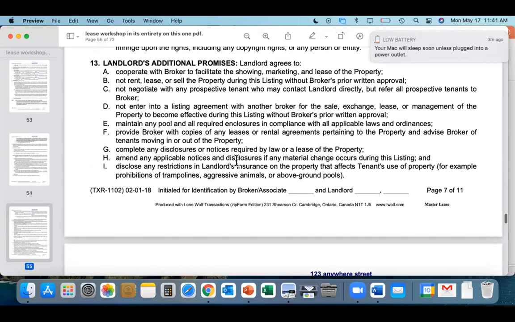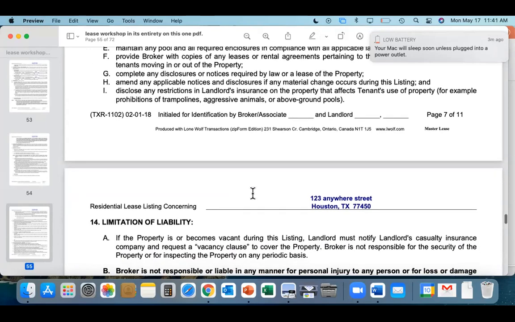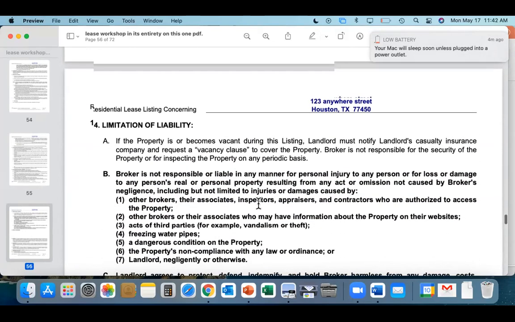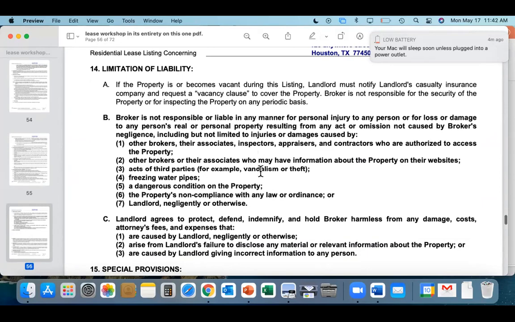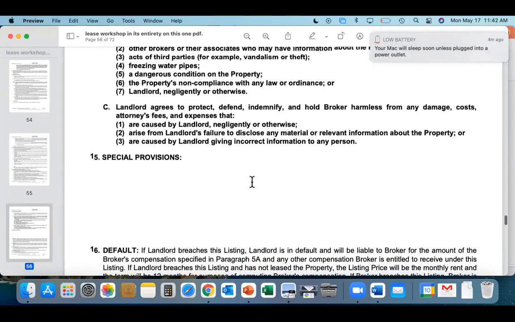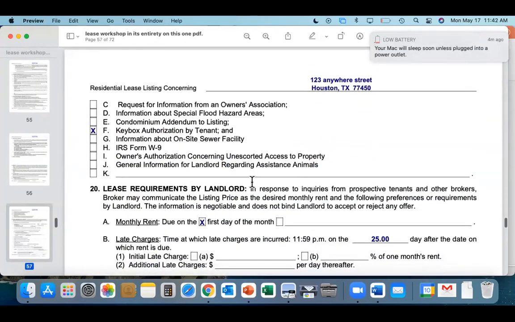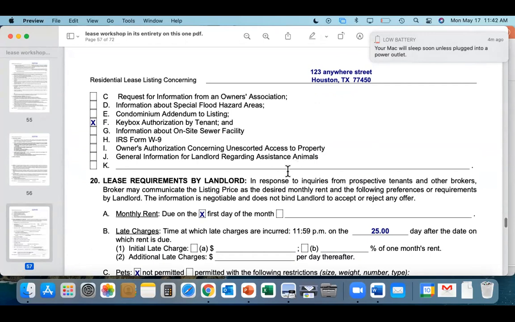Landlord's additional promises: he's going to cooperate with another brokerage, and he's not going to rent or lease or sell the property during the listing without the broker's prior written approval. This is the same language that's in a regular listing agreement. Limitation of liability talks about how we're limited in what we'll be liable for. Key box authorization.